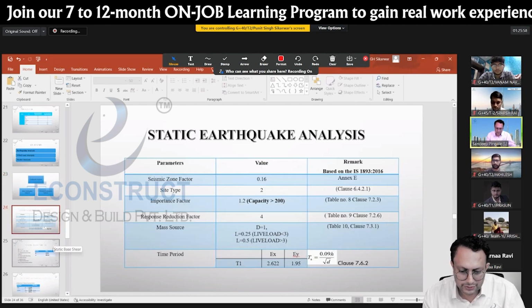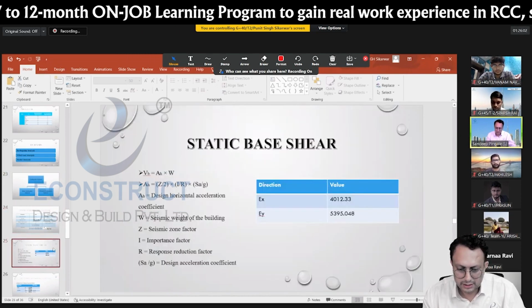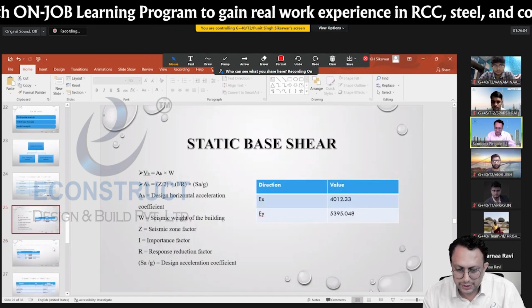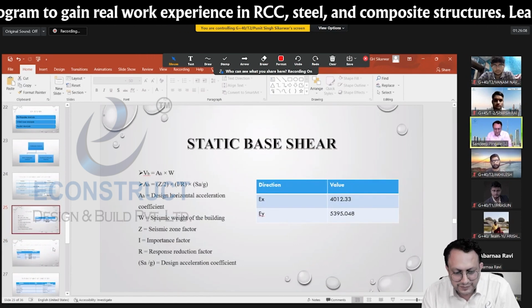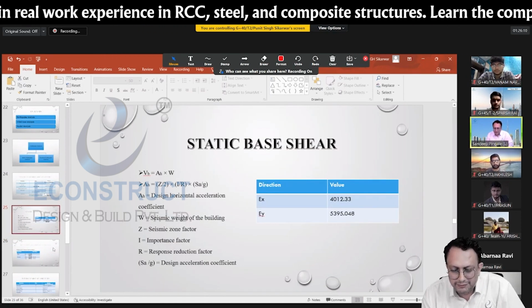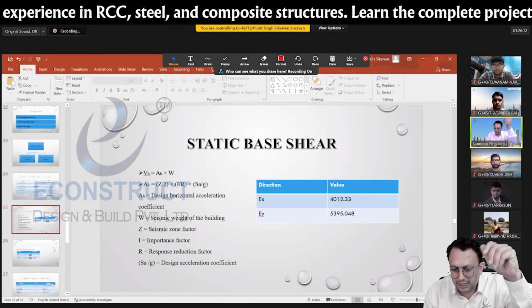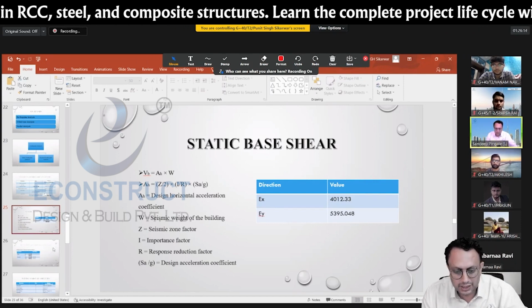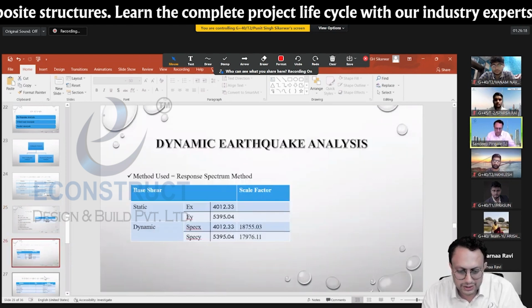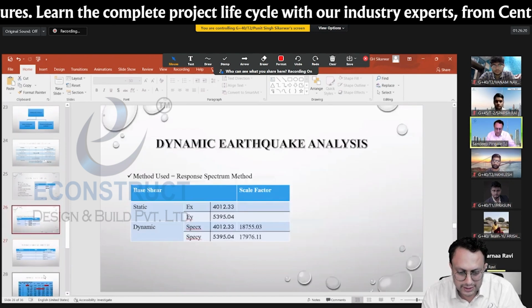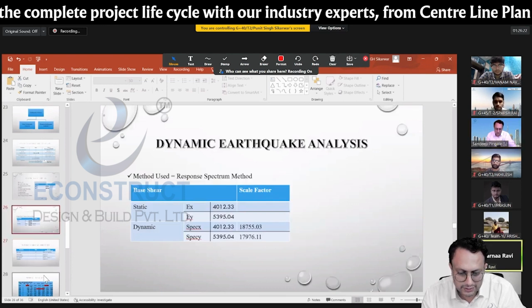Yeah, this slide is good. Earthquake base shear 4,000, 5,000. I think there is some kind of serious mistake. In the previous case, 2,000, 2,300 something base shear was there. I don't know. So Aparna, please check the base shear calculations. I think in most of the cases there are some issues. Yes, sir.